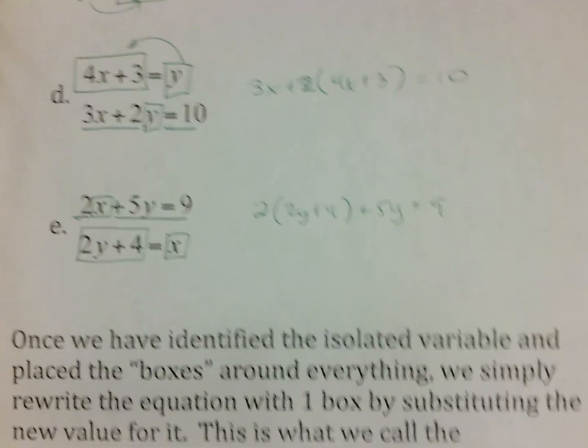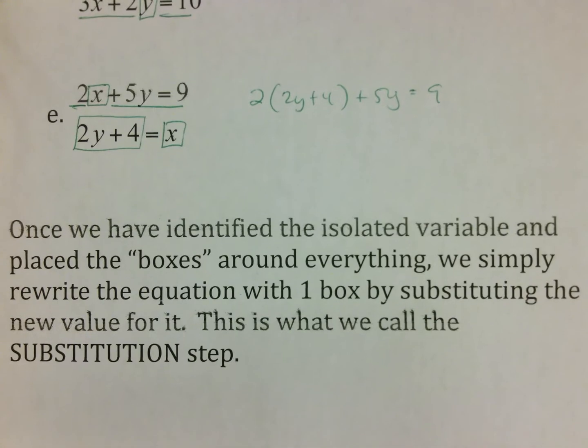Alright. So again, if you need assistance on that, bring back your paper so I can try to explain it a little bit, maybe give you an example. But once we've identified the isolated variable and placed boxes, we simply rewrite the equation with the one box by substituting the new value for it. And again, that is what we call the substitution step.